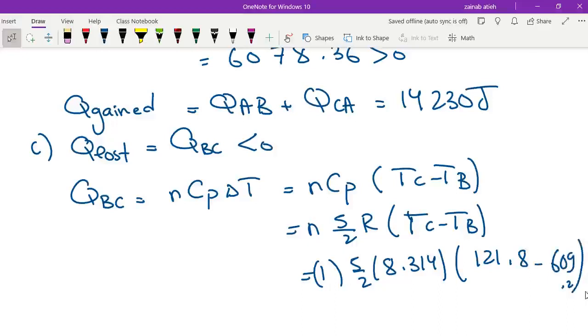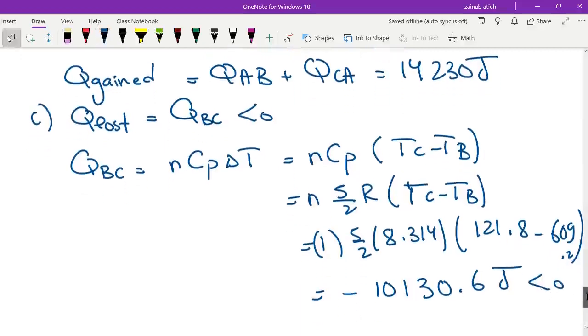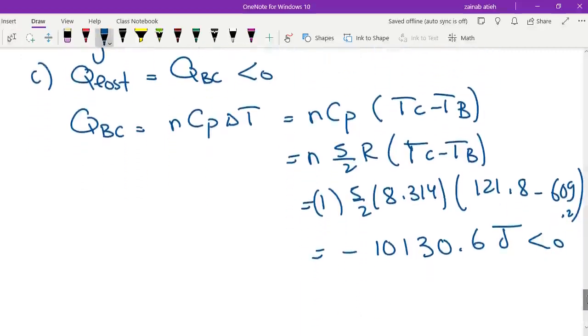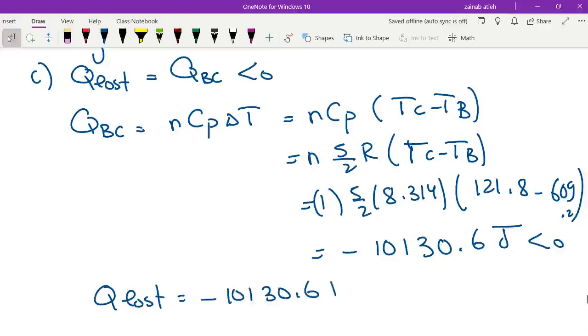Calculating, you'll get QBC equal to minus 10130.6 joule. Okay, and as I have expected, it is negative because it is lost. So as you can see, Q lost is equal to minus 10130.6 joule. Now in the last part D, he's telling me to find the efficiency of this cycle.